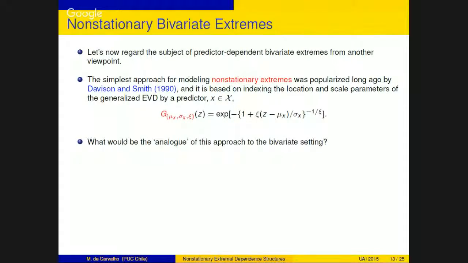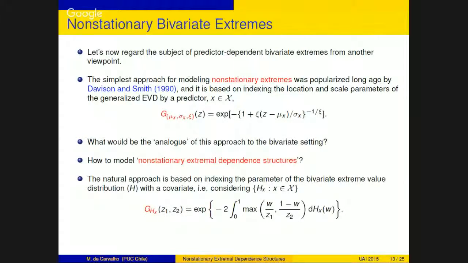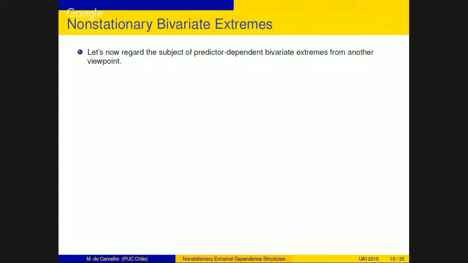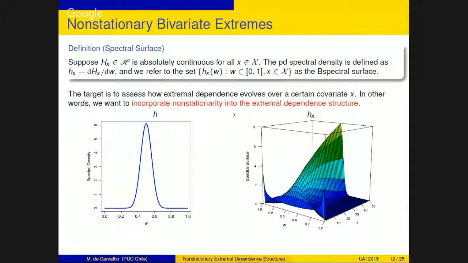So what would be the analog of this approach for the bivariate setting? Well, we've seen that the bivariate extreme value distribution is an extension of this, but where it's no longer a g of theta, it's a g of h. So the natural extension would be to get your g of h_x, with h_x being your predictor-dependent spectral measure. So how to model non-stationary extremal dependence structures? A natural approach, we think, is simply taking g indexed by h of x. That's why we need this type of family that I was mentioning earlier, moving from this context to this context here.